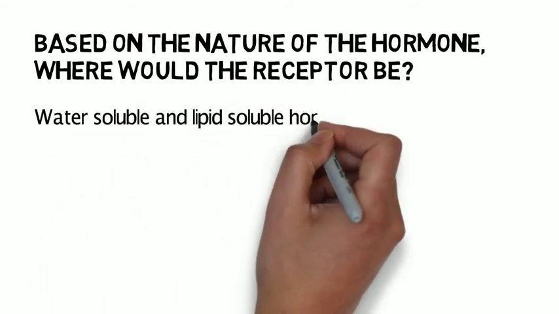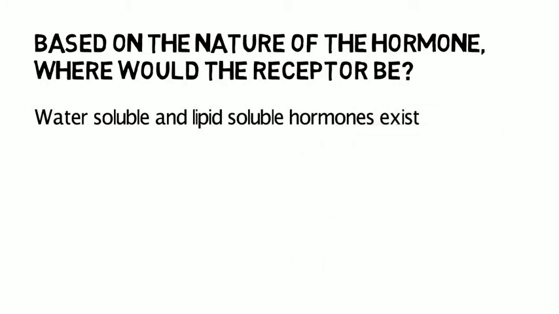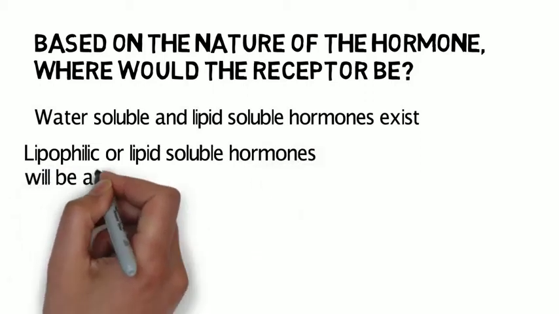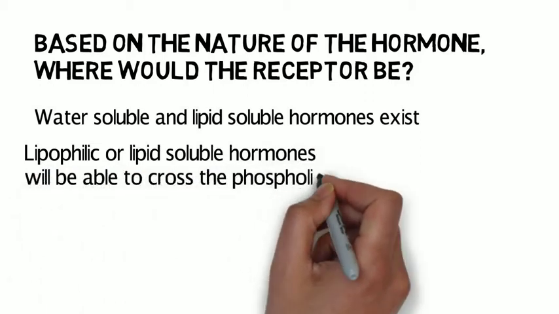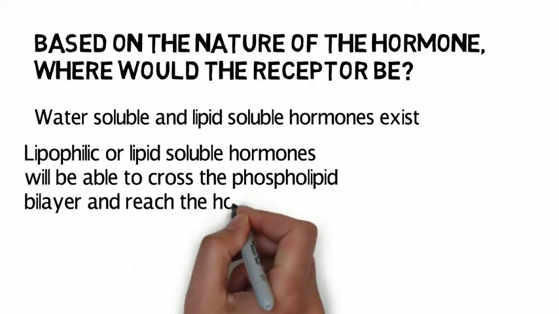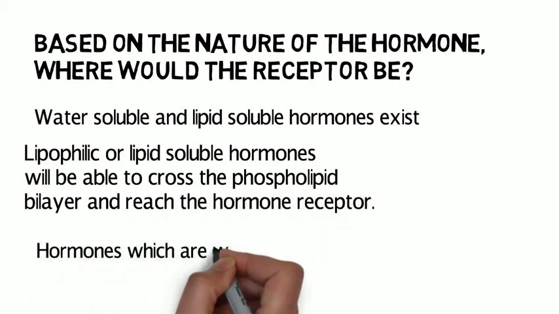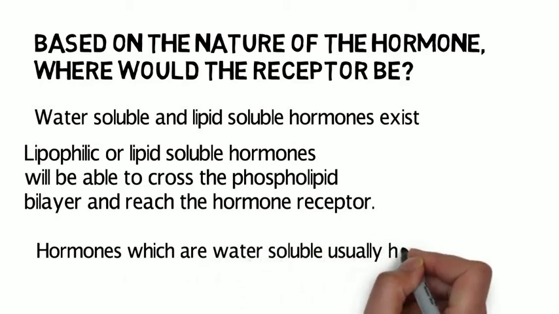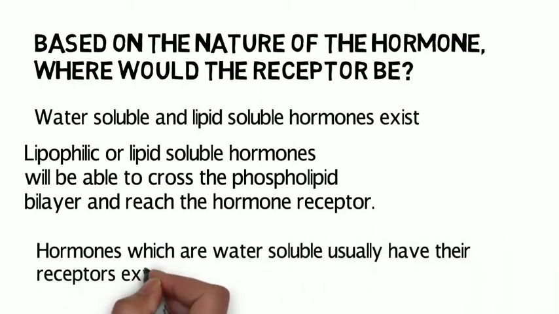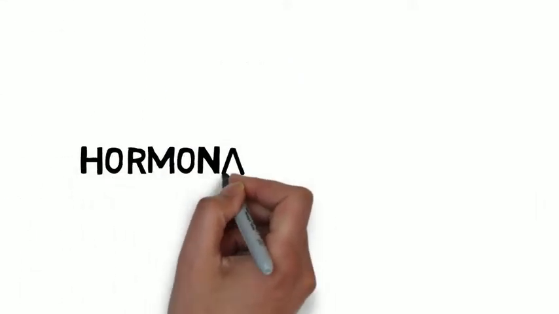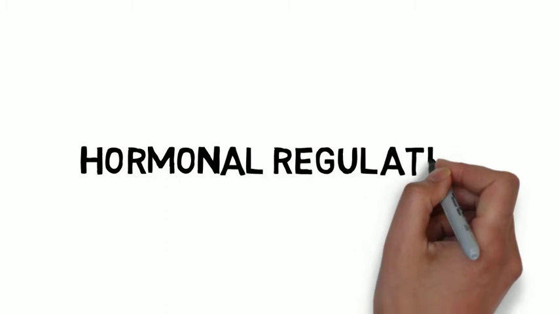To break it down very simply, water-soluble and lipid-soluble hormones exist. Those are another categorization. Lipophilic or lipid-soluble hormones are able to cross the phospholipid bilayer of our cells and reach the hormone receptor, which for lipid-soluble hormones is often on the nucleus. However, water-soluble hormones will not be able to cross this phospholipid bilayer that you can see, and therefore their receptors are often extracellular.